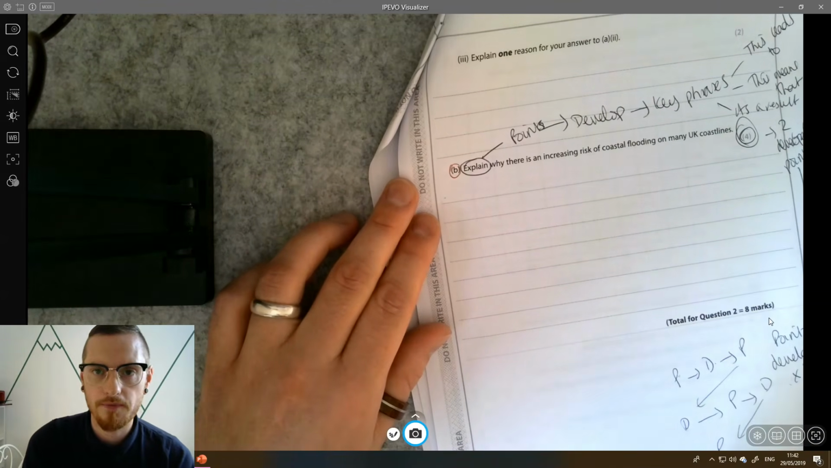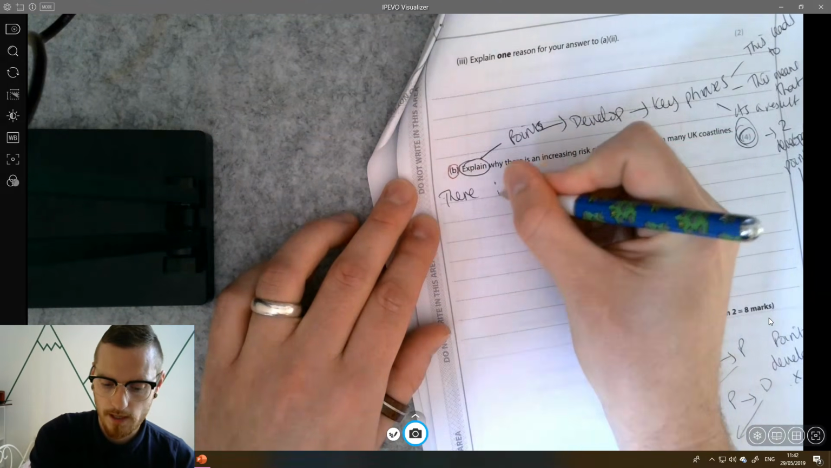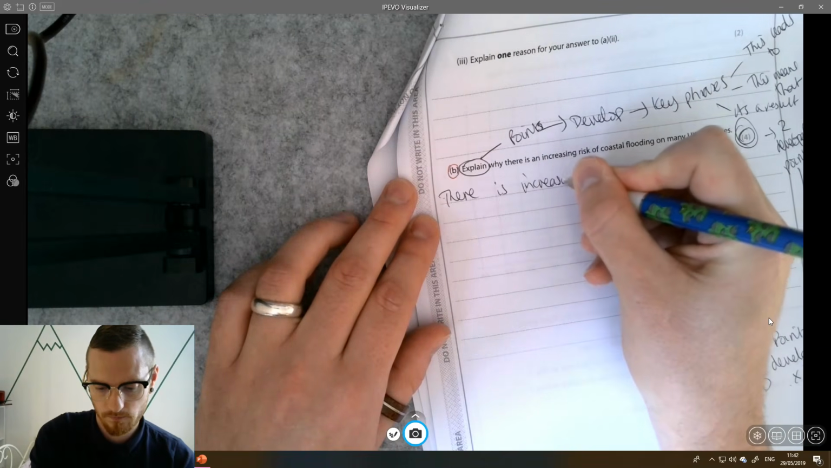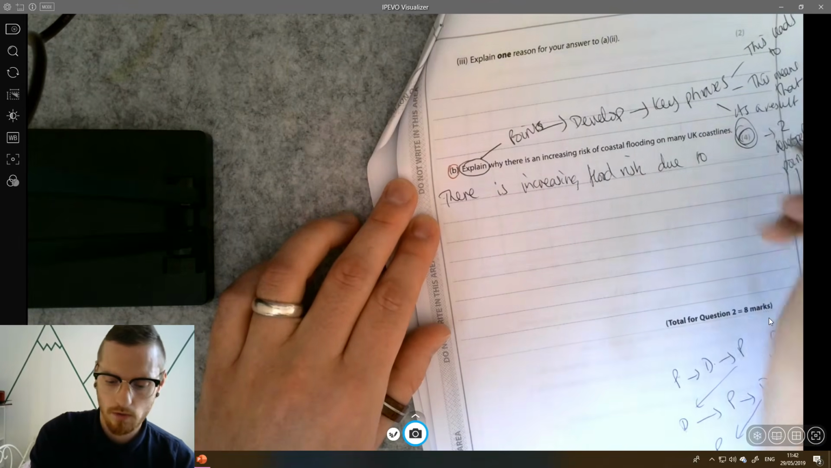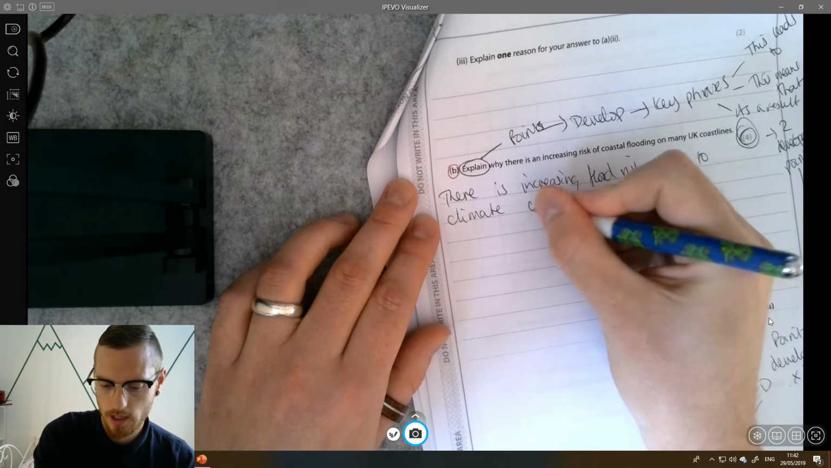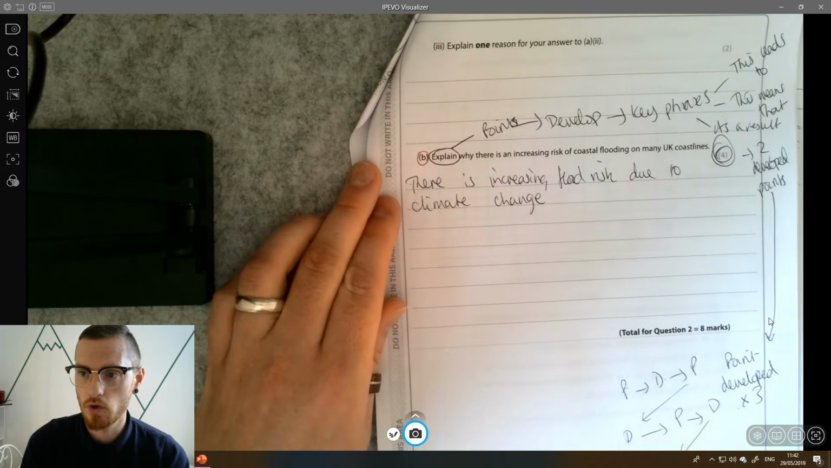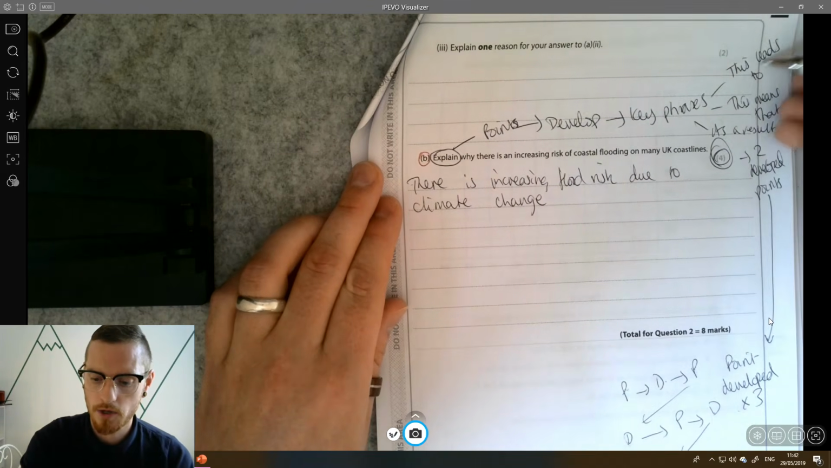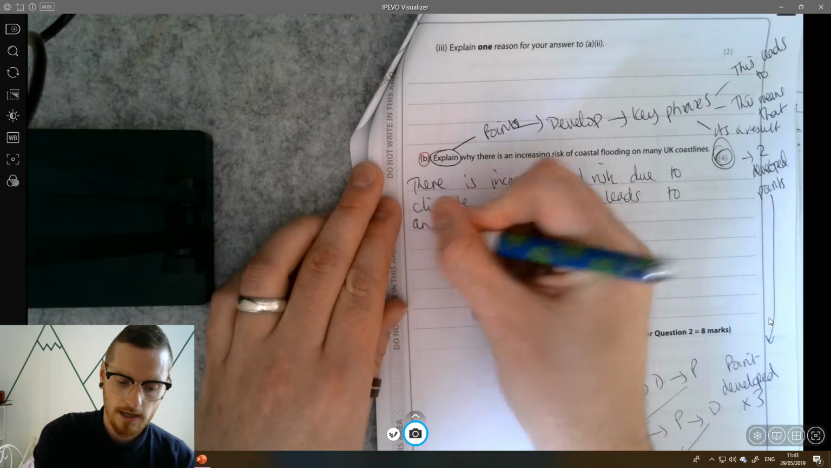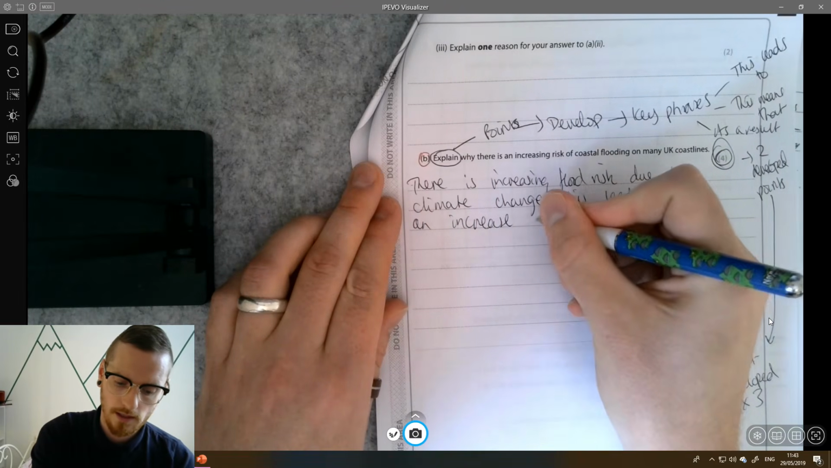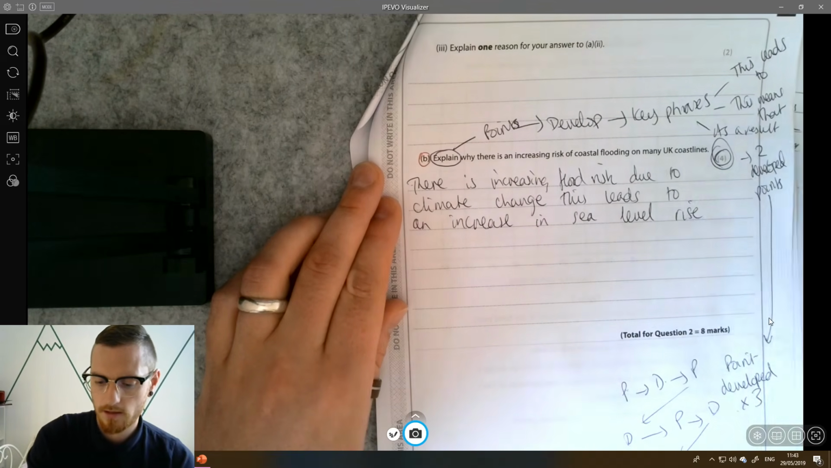I'm just going to start by picking out brief language from the question. There is increasing flood risk. I don't want to write the whole thing out, just brief. Due to climate change. All right, there's my initial point. I've got a mark. Let's develop it using one of my key phrases. I'm going to use this leads to. This leads to an increase in sea level rise. There's my second.